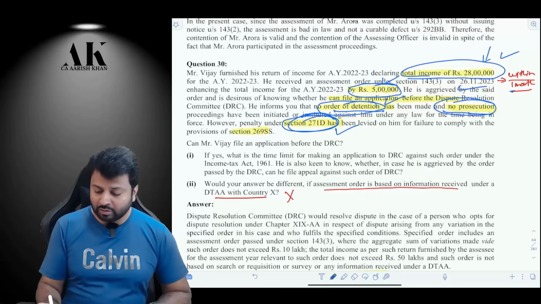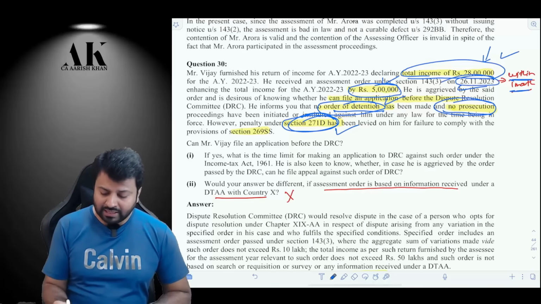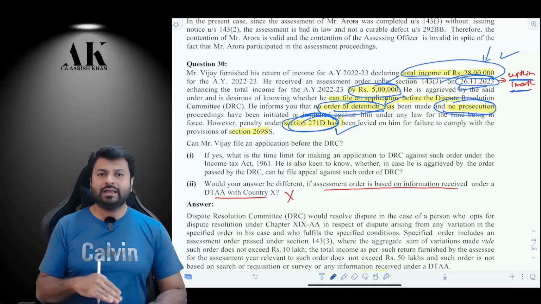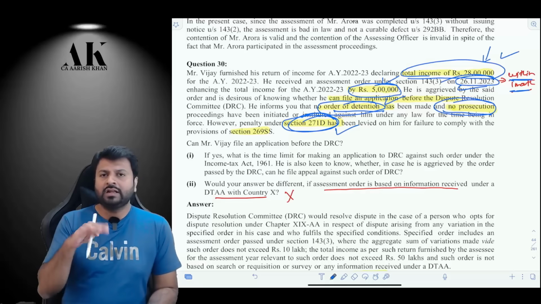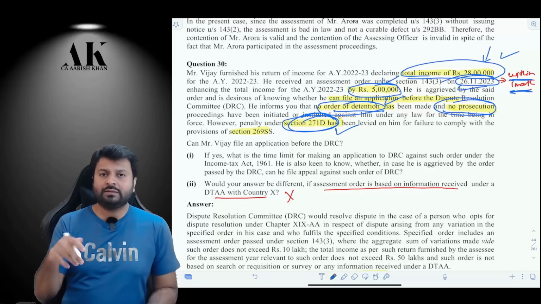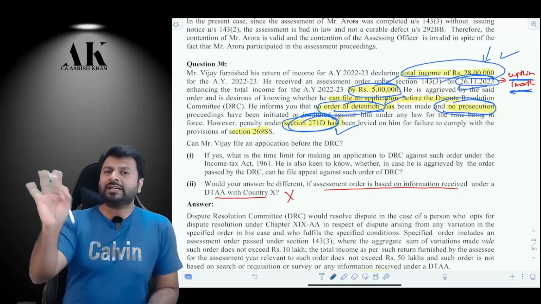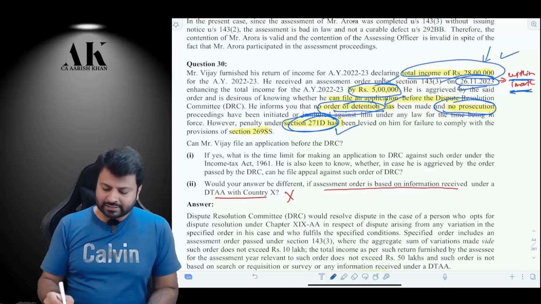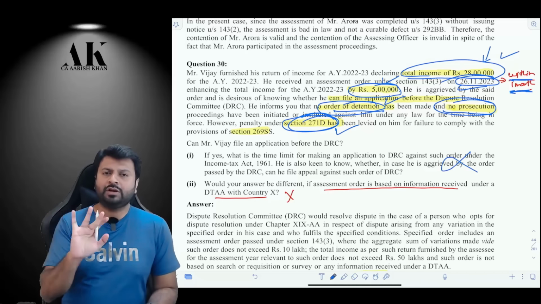Within how much time? He can go to DRC within 1 month from the date of the specified order. So 26 November 2023 was the date of order. So within 1 month means he can go till 25th of December 2023. Now, once the DRC has passed the order, can he appeal against the DRC order? Against the DRC order, appeal is not possible.